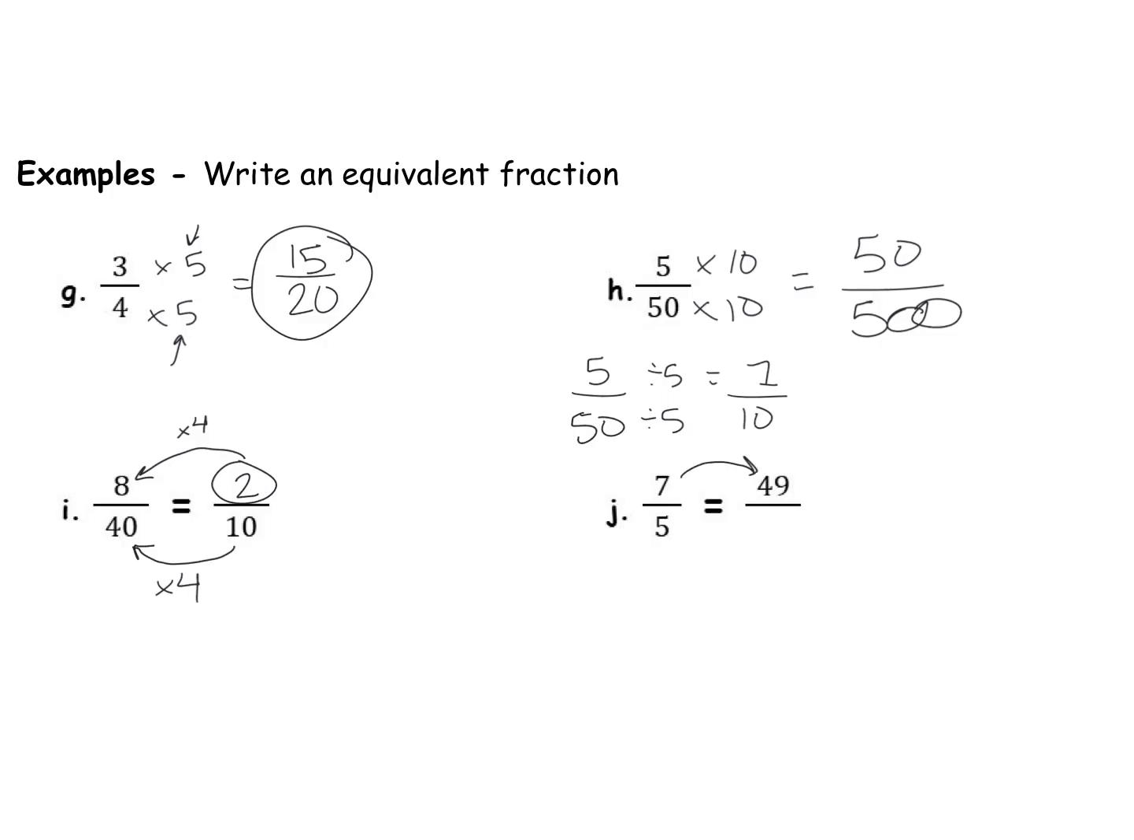Looking here, right, 7 to 49, that's times 7. Our rule says multiply it by the same on the bottom. 5 times 7 is 35. Just like that.